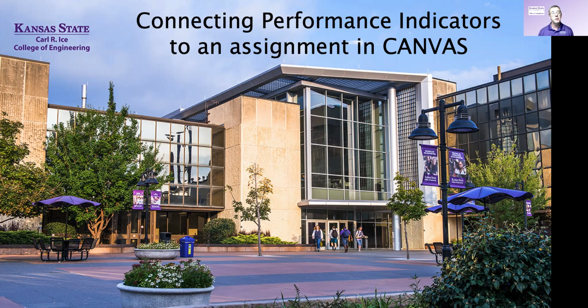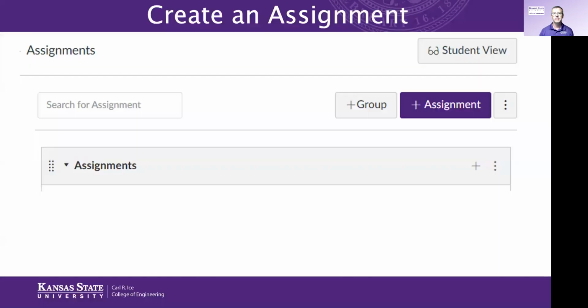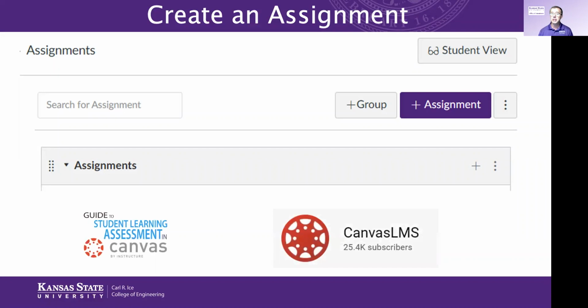This video will focus on connecting performance indicators to an assignment in Canvas. To align a performance indicator which you brought into your course for an assignment, you first create the assignment. There are many ways to create an assignment in Canvas, so this video will not be demonstrating that.